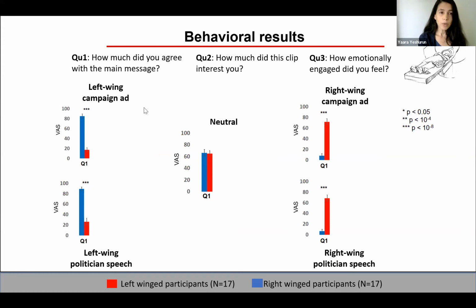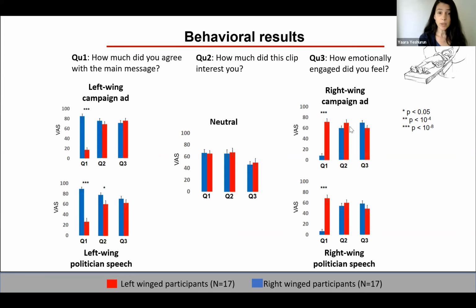And although left-wing participants agreed more with the left-wing message and right-wing participants agreed more with the right-wing message, all participants were very much engaged, both emotionally and interested by the movie clips. And I think this demonstrates the power of naturalistic stimuli and naturalistic settings in terms of just before the elections, and in terms of how much participants were engaged, although they did not always agree with the main message of the clip.